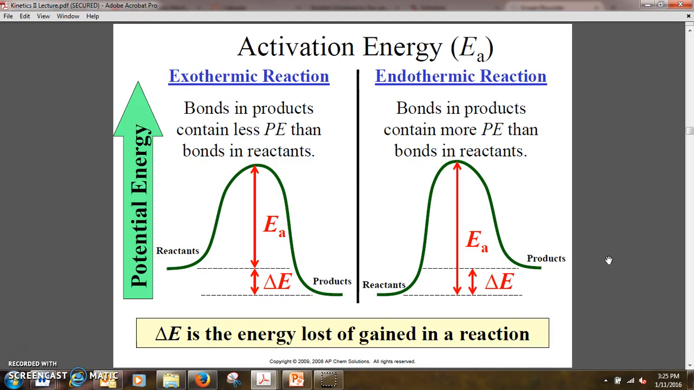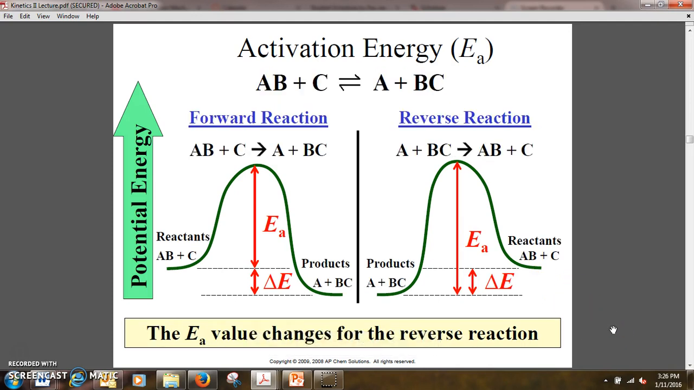Now this picture gives you the difference between an exothermic and an endothermic reaction. Exothermic reactions are going to give off energy, so the reactants are going to be at a higher energy state than the products. In an endothermic reaction, they're going to need to absorb energy, so the reactants are going to be at a lower energy level than the products. And we've talked about that many, many times before.